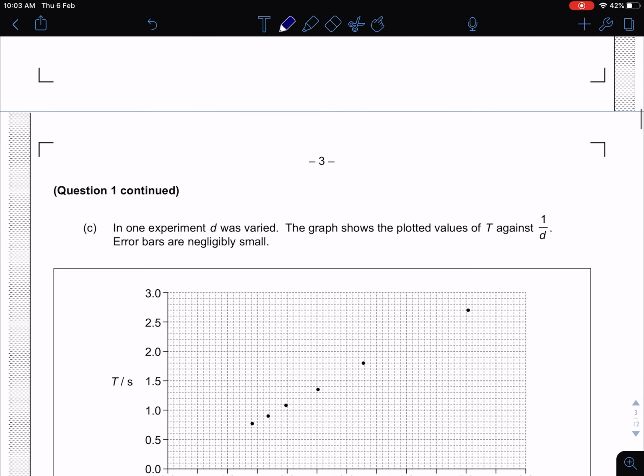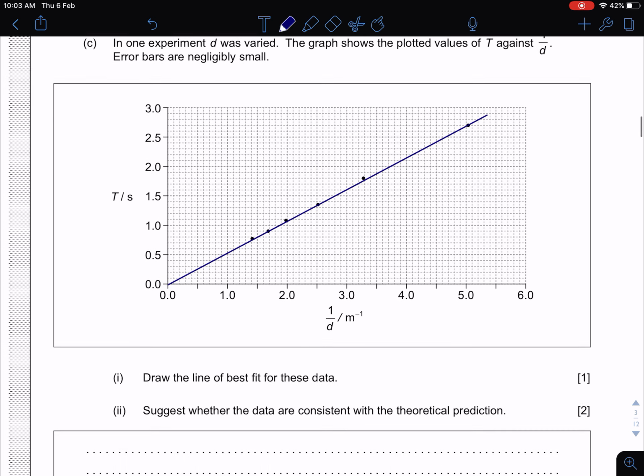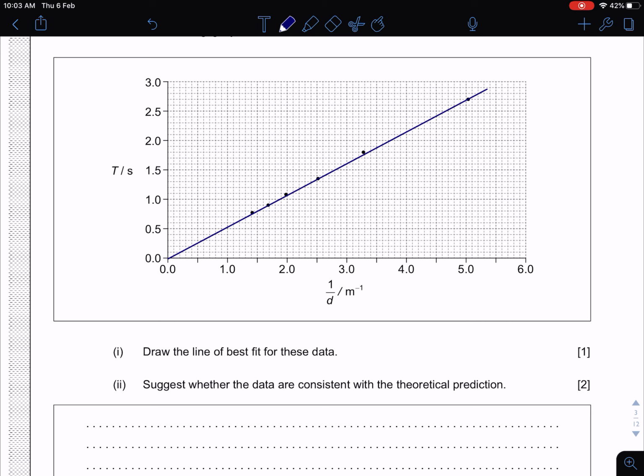Okay, part C. The first thing you have to do is just draw a line of best fit. I don't have a ruler at the moment, so I'm just going to do it freehand, but I think the iPad will sort it out for me. So a line something like that, goes through or very close to all of the points. Suggest whether these data are consistent with the theoretical prediction.